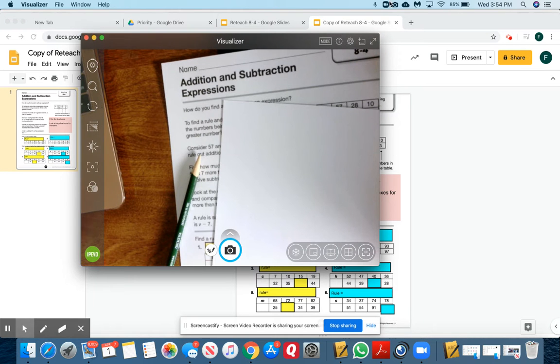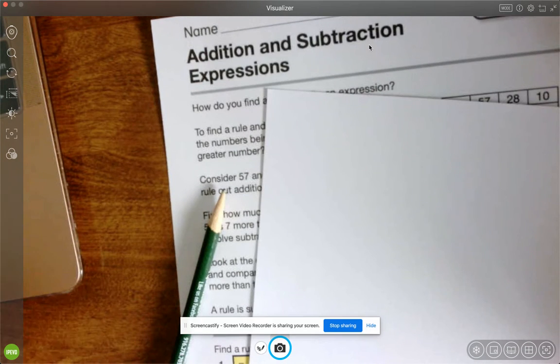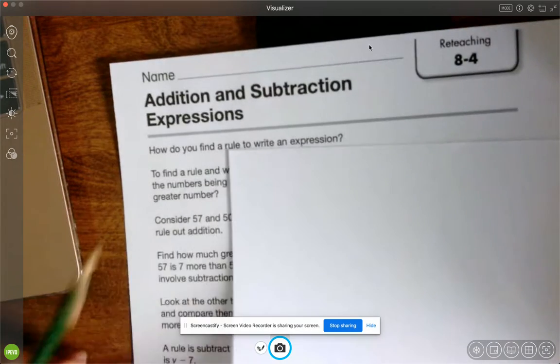Okay, welcome to our math lesson today. Today we're going to be doing 8-4, which is addition and subtraction expressions.